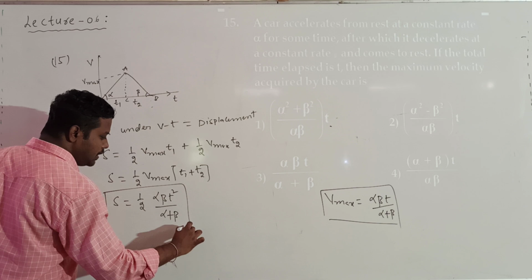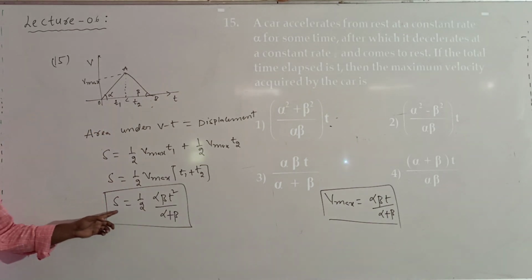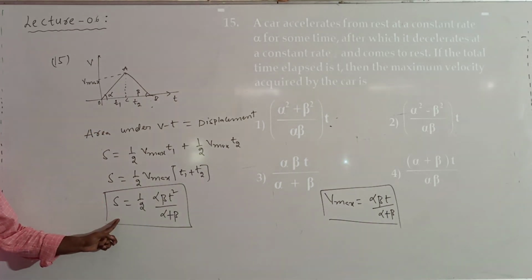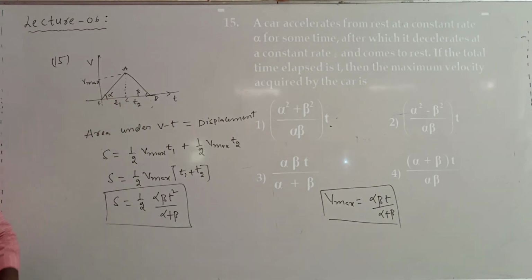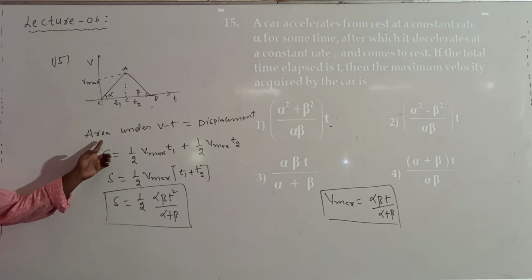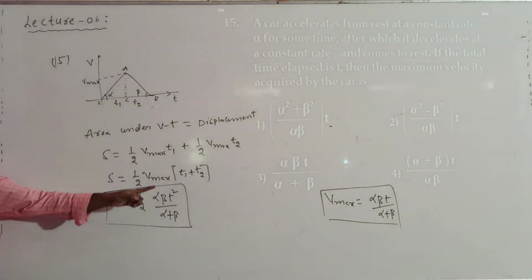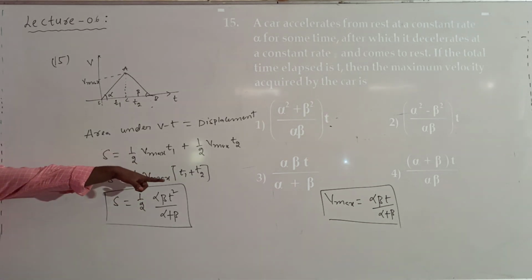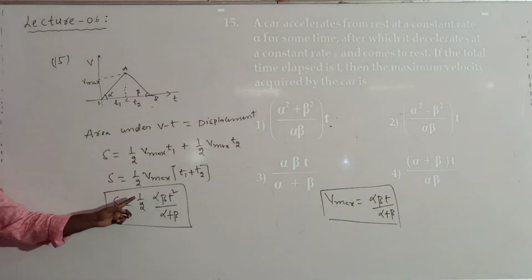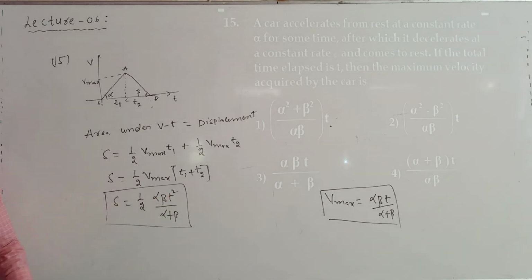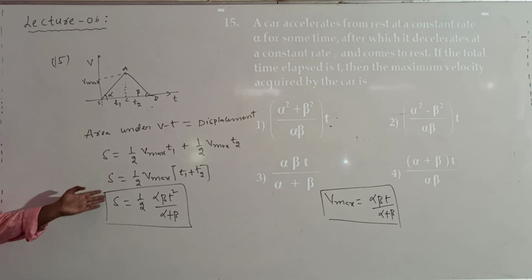This is the expression for the total distance traveled or displacement of the car. Distance traveled in a given direction and displacement are the same here, so we calculated using the area under the graph. So S is equal to 1 by 2 into Vmax, where Vmax is alpha into beta into T by alpha plus beta. Displacement is equal to 1 by 2 into alpha beta into T square divided by alpha plus beta. Understood? This is how to calculate the displacement.